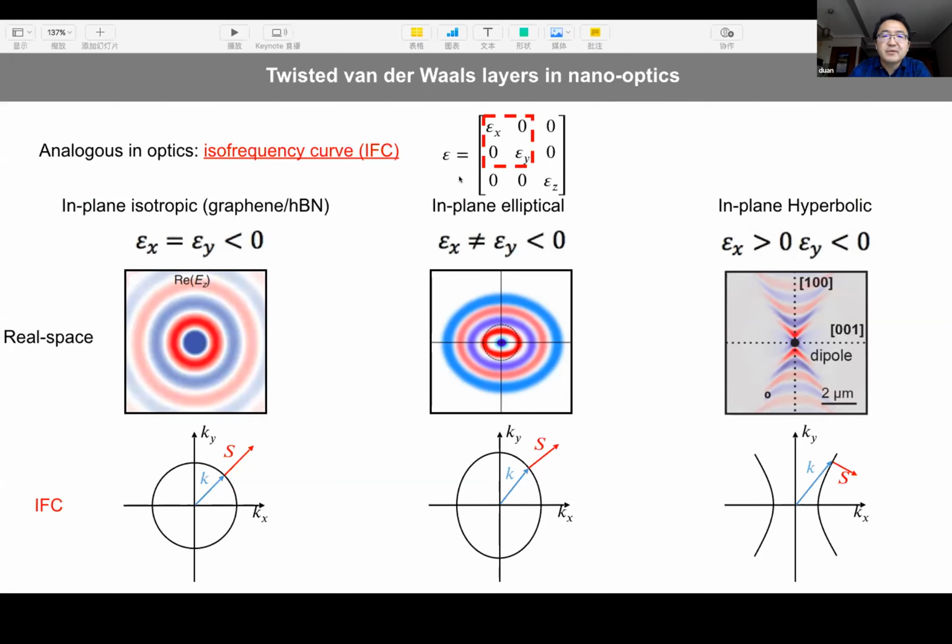This is the permittivity of the material. If we fix the out of plane component as positive, we can have 3 cases in the in-plane cases. If the permittivity along x and y is equal and both are negative, we will have an isotropic isofrequency curve here, and also the wavefront in real space is like a circle.